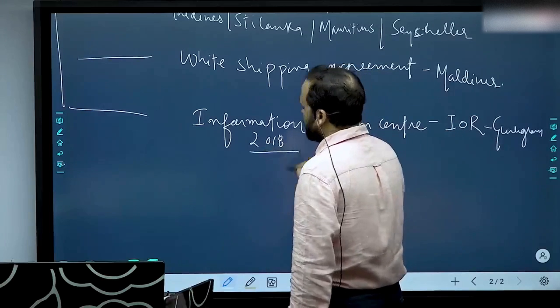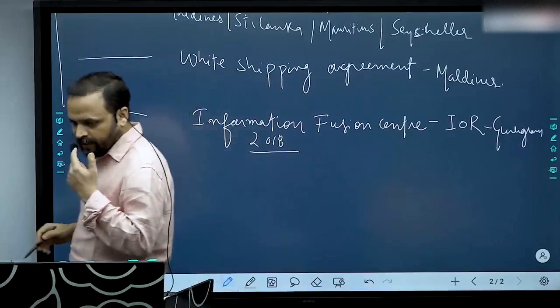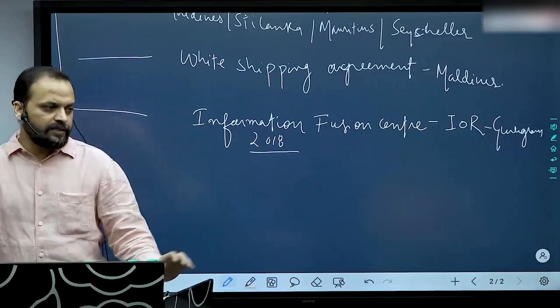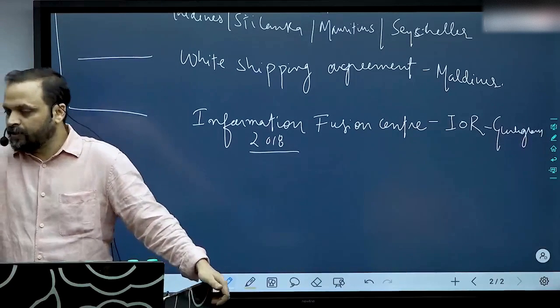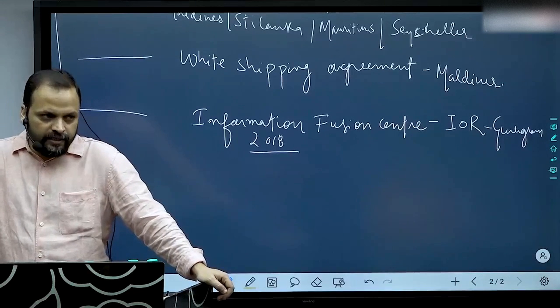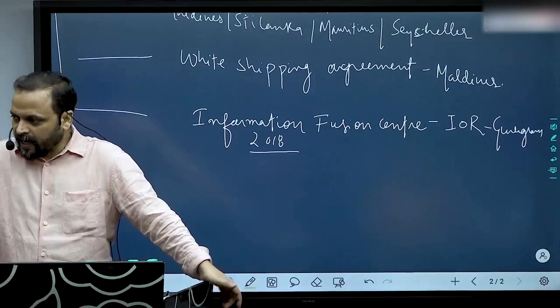Now, Indian Navy, through various inputs, satellites, coastal surveillance radars, or presence of its own ships, keeps an eye on the movement of ships in the Indian Ocean region. So that is the information that it has.